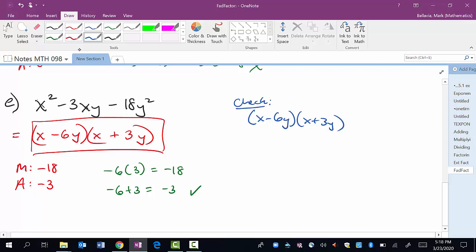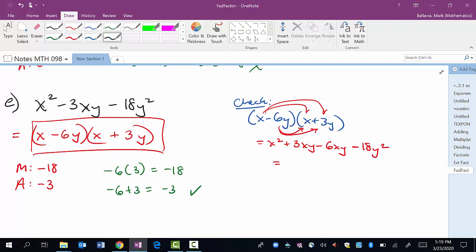And foiling this means first is x times x, which gives you x squared. The outside is x times a positive 3y, so plus 3xy. The inside is negative 6y times x, which I can write as negative 6xy. Typically we write in alphabetical order. And then the last, negative 6y times a positive 3y. Negative times a positive makes it a negative. 6 times 3 is 18. Y times y is y squared.